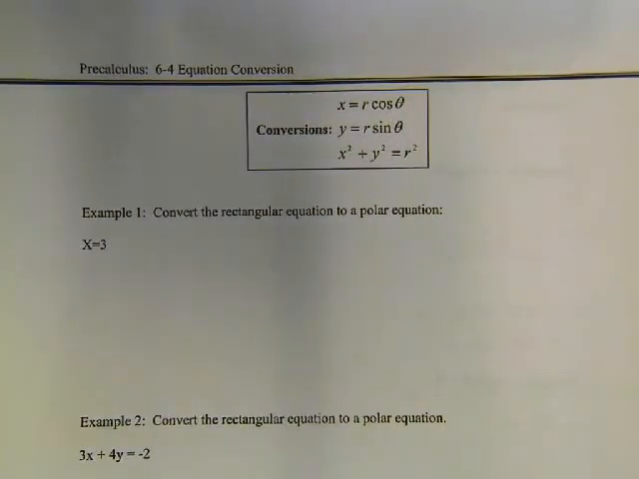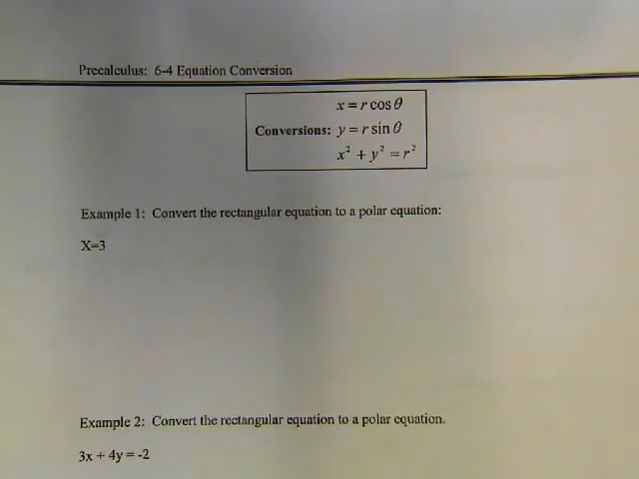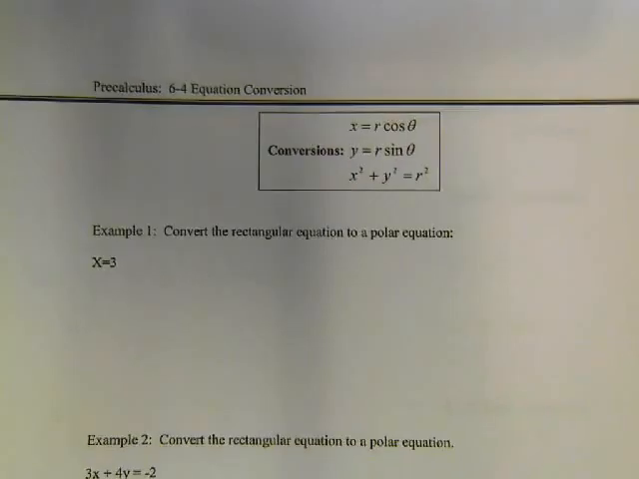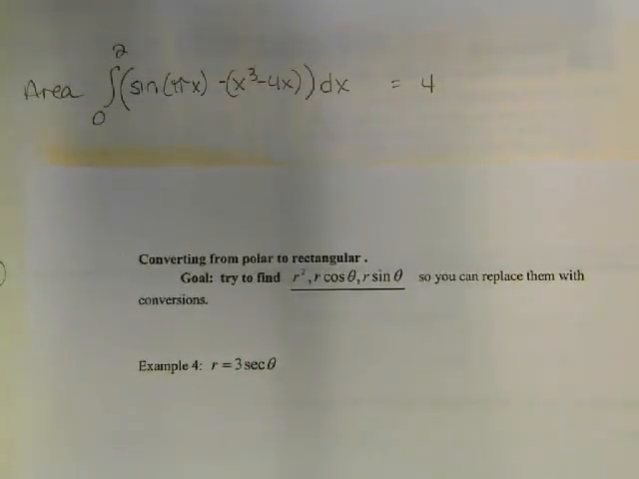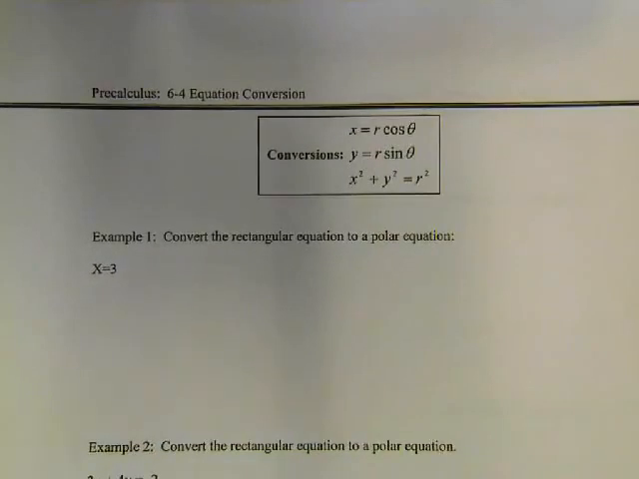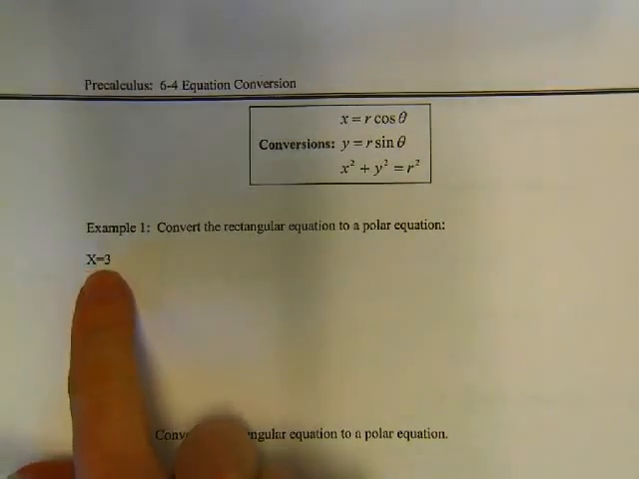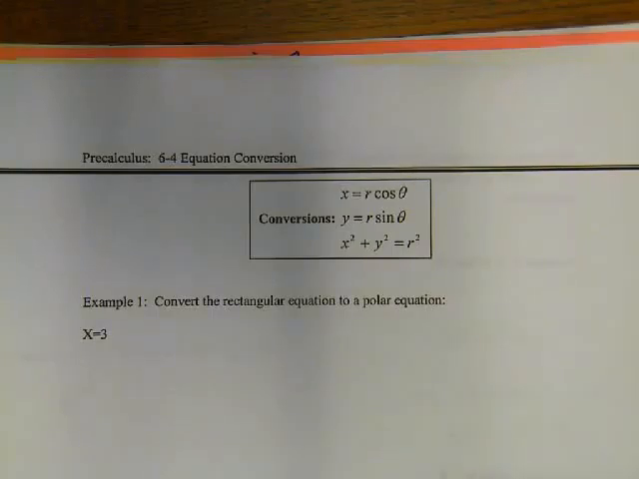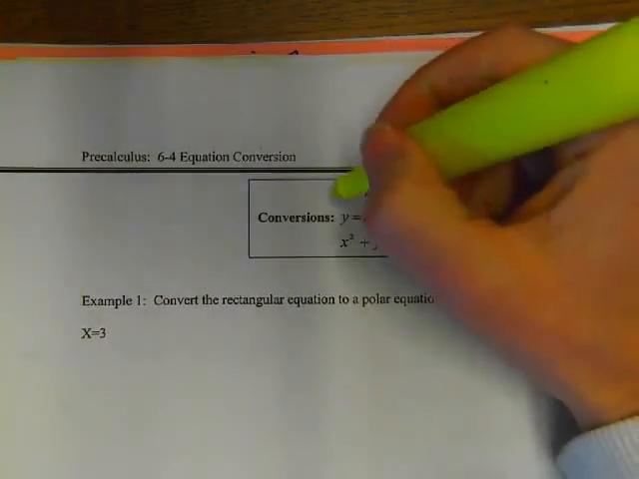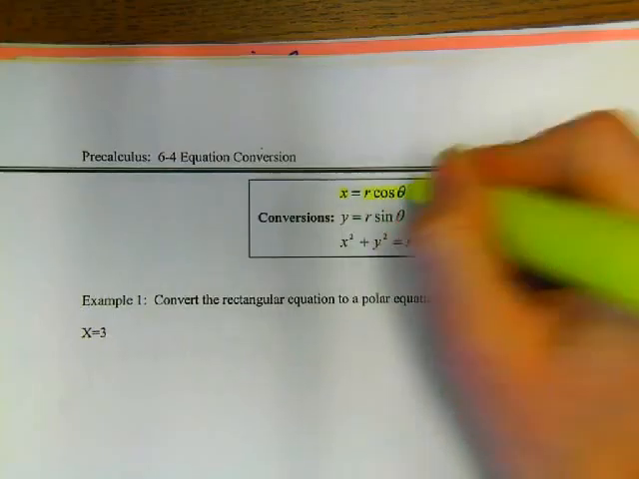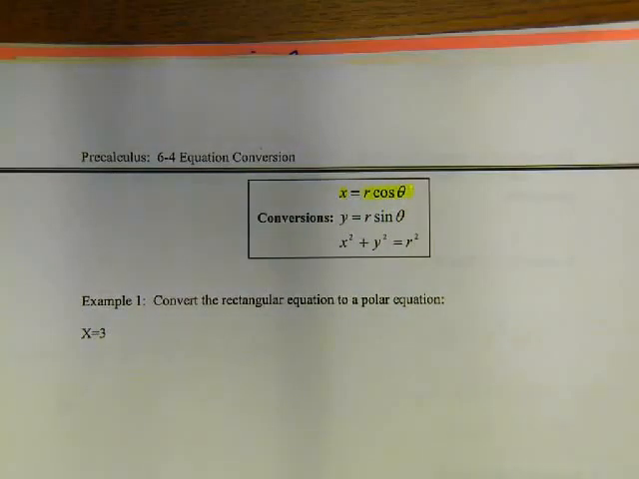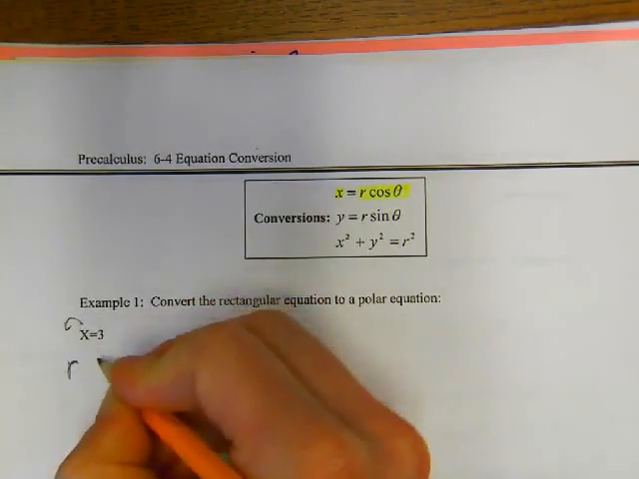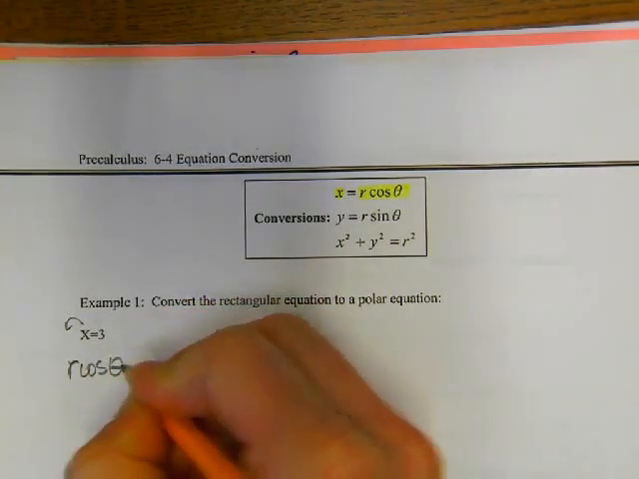So the first three examples, we're going to go forward. Like if I have these in rectangular mode, what do they look like in polar mode? And then my second two examples, I'm going to go backwards. Okay, so if I have x equals 3, here's how these conversions work. We're going to swap things out. So I'm going to take out the x, and I'm going to replace it with an r cosine theta. So this x is going to come out, and I'm going to write r cosine theta equals 3.